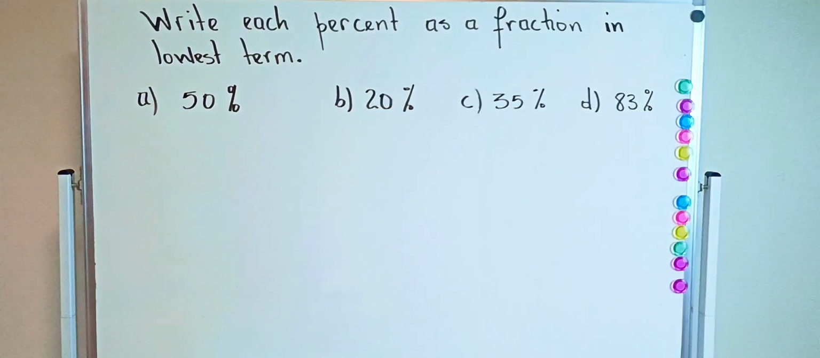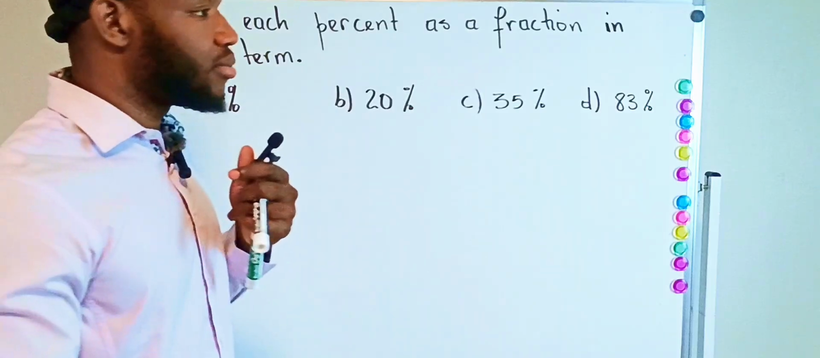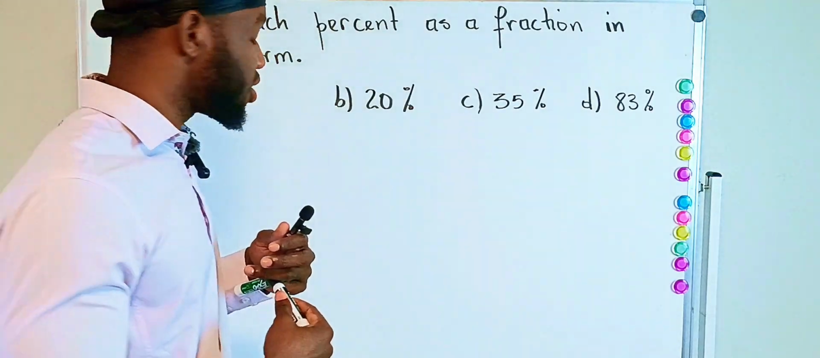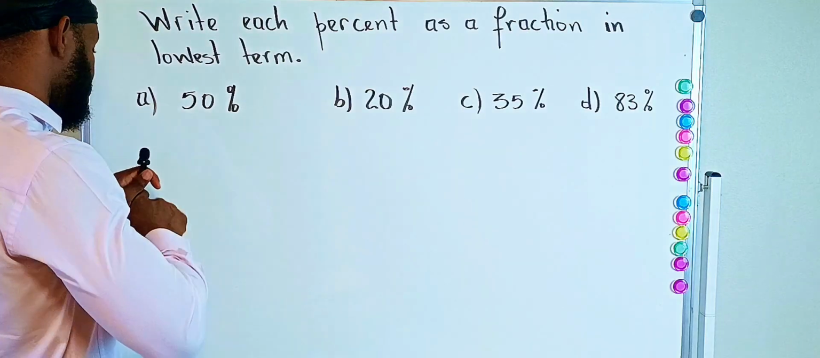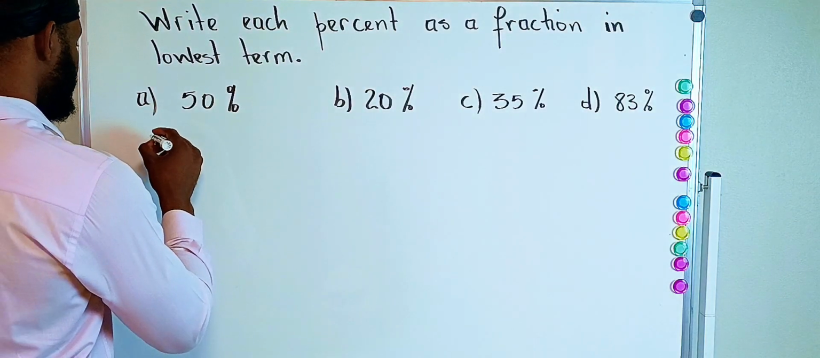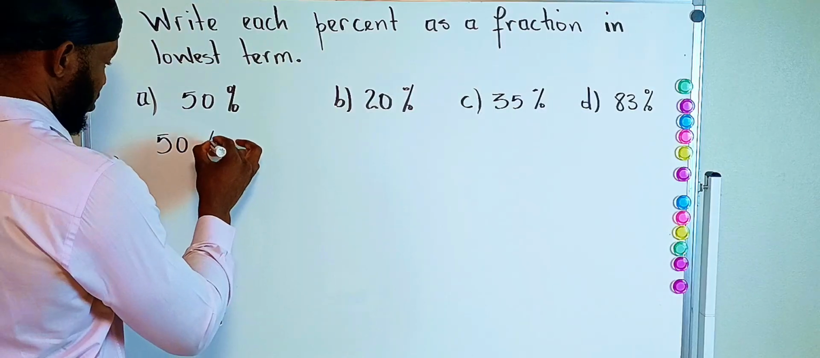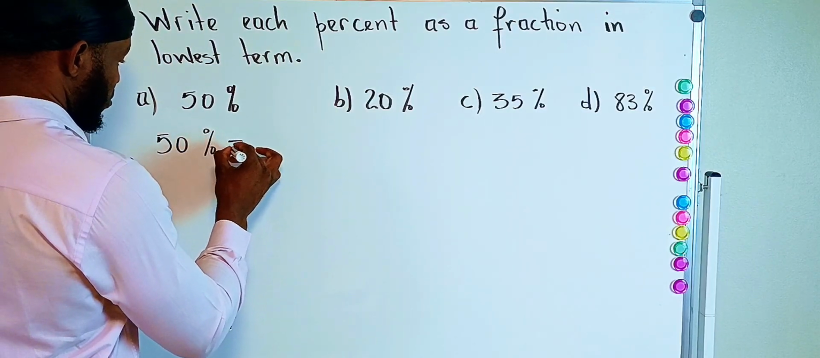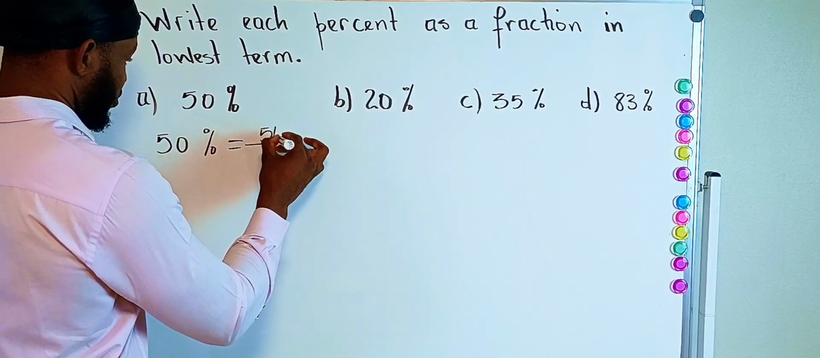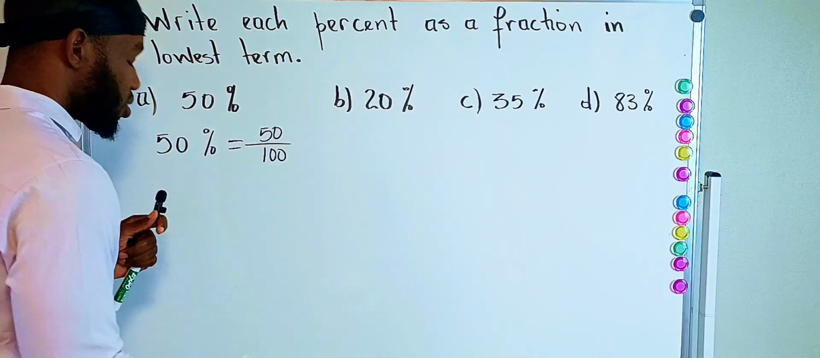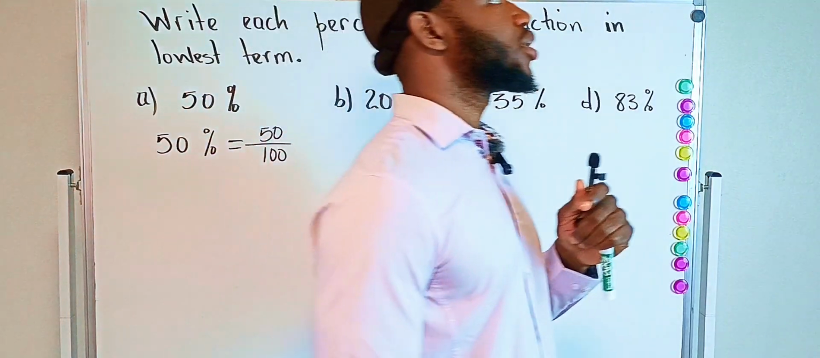So you already know by definition percent means part per 100. That means since we have a percent here, it'll be easy to put it in fraction form. The 50 parts over 100. Okay, this is the fraction form for 50%.